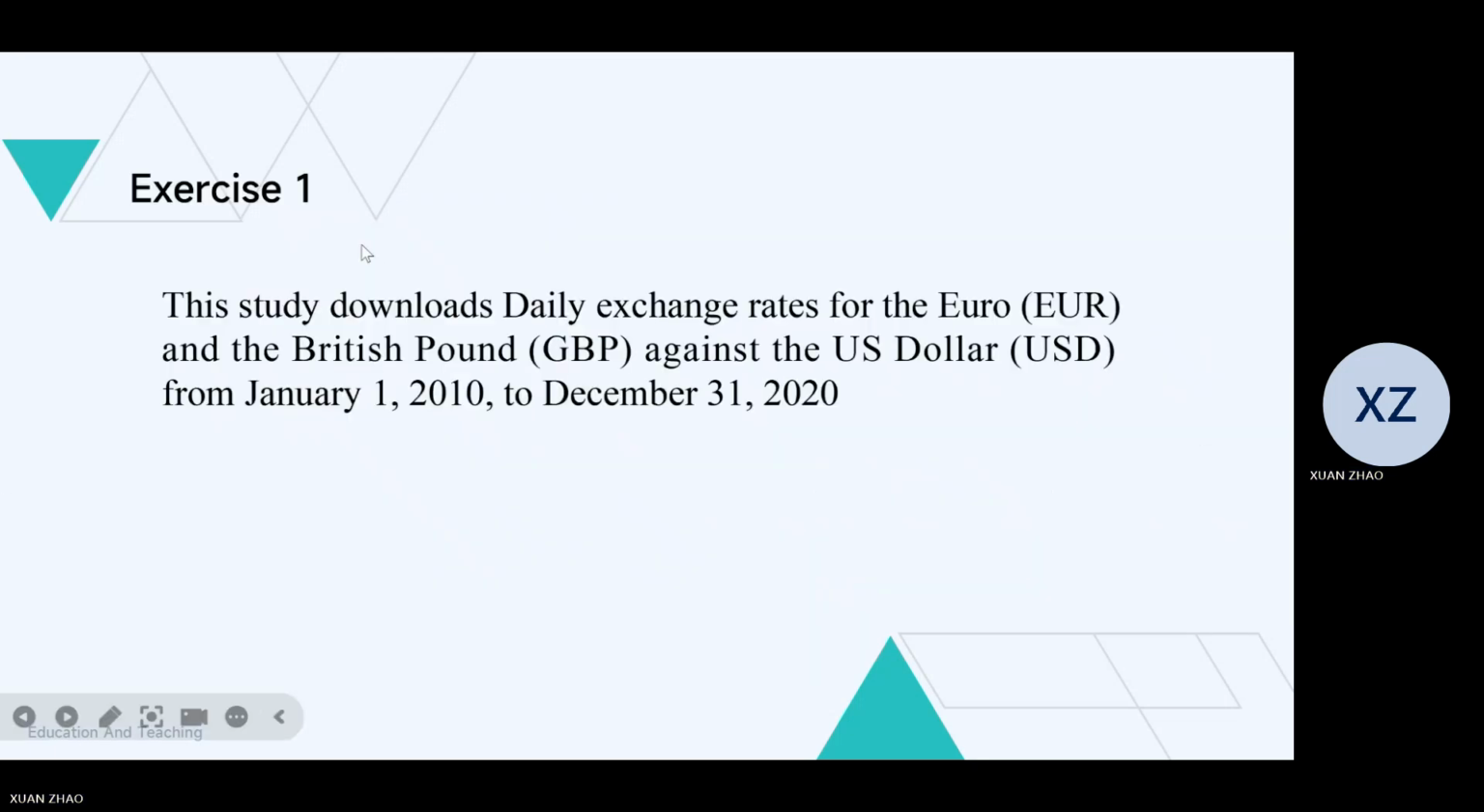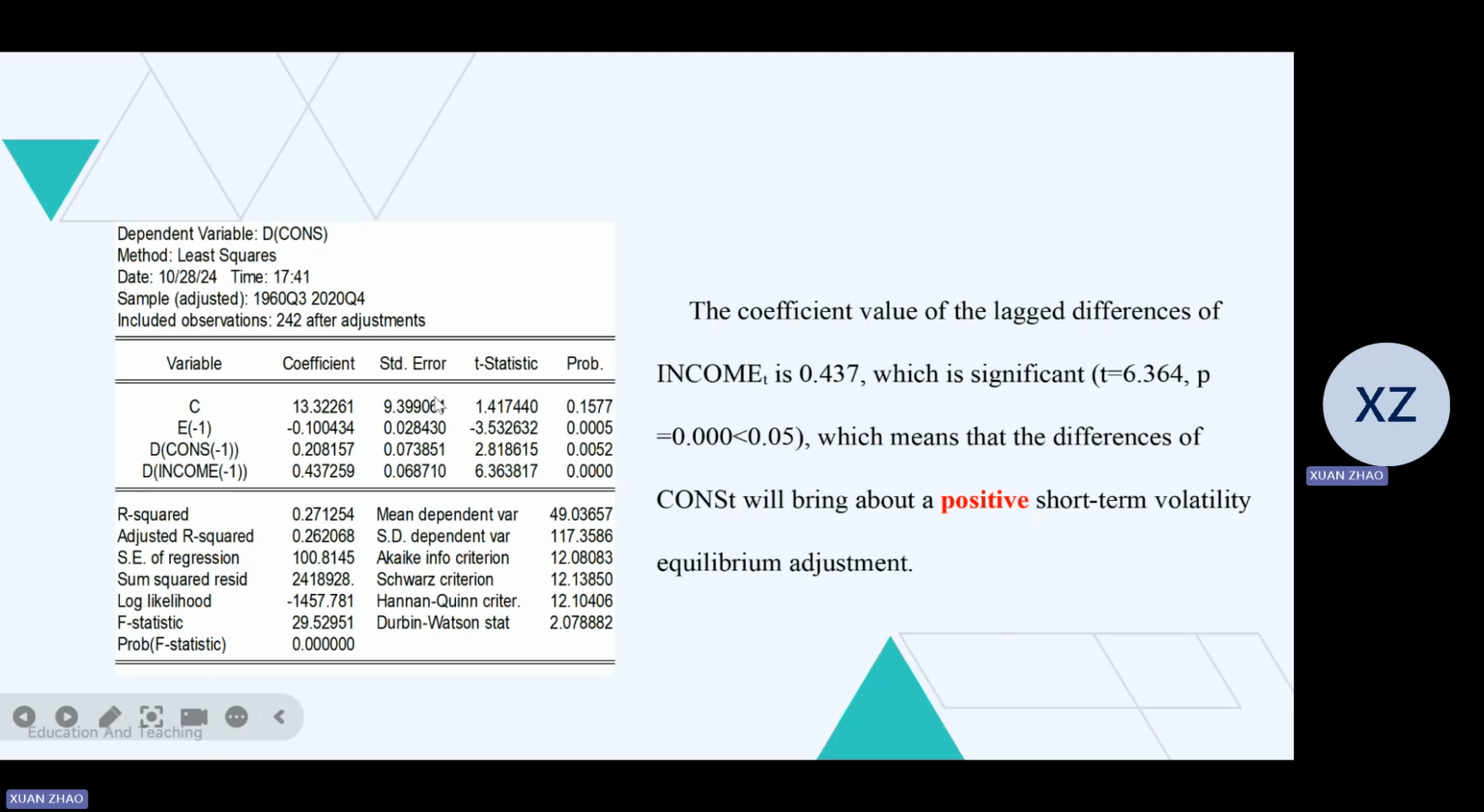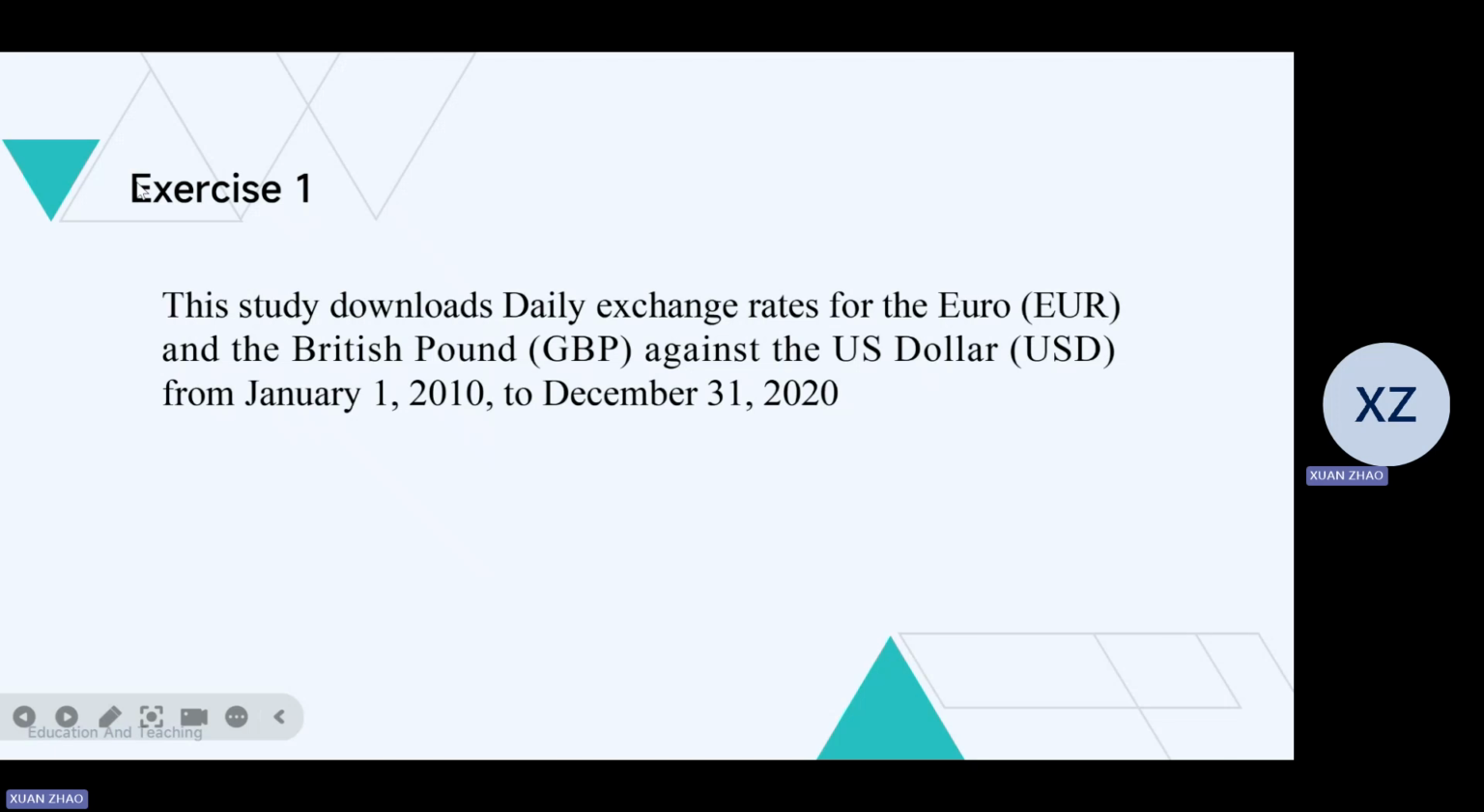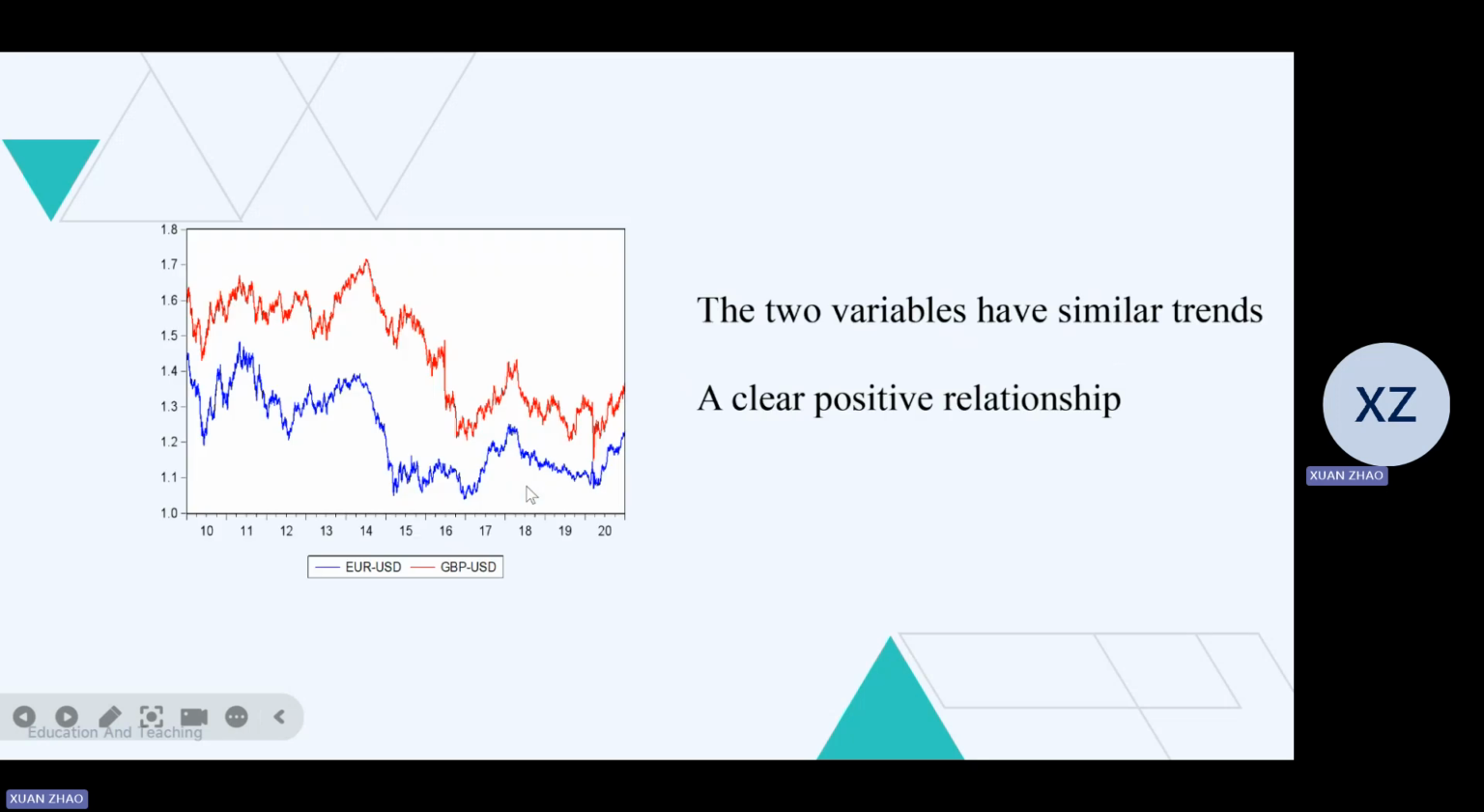Okay. So this is the presentation for case study 1, and then we will continue with exercise 1. For exercise 1, this study downloads the daily exchange rate for the euro and the British pound against the US dollar. We can also see the plot of Euro USD and GBP USD, and the two variables have a similar trait: down, up, down, up.